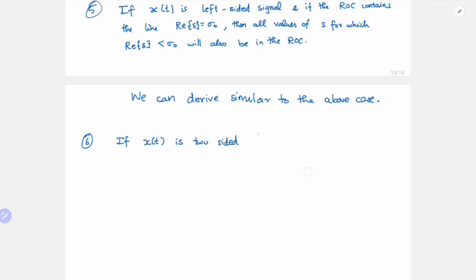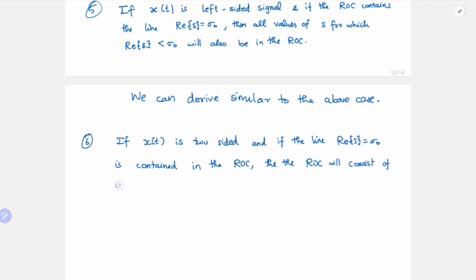So if x of t is two-sided, and if the line real of s equal to sigma naught is contained in the ROC, then the ROC will consist of a strip in the S-plane that includes the line real of s equal to sigma naught.